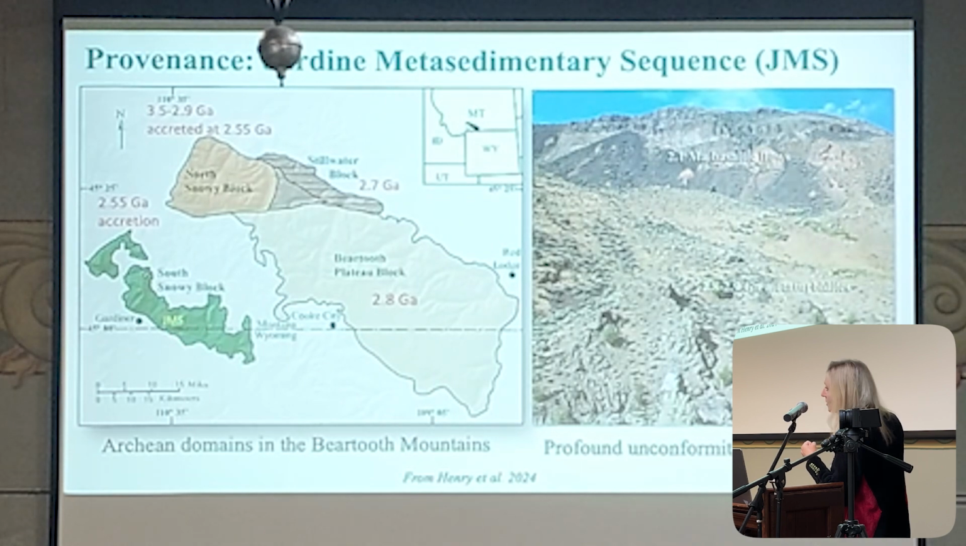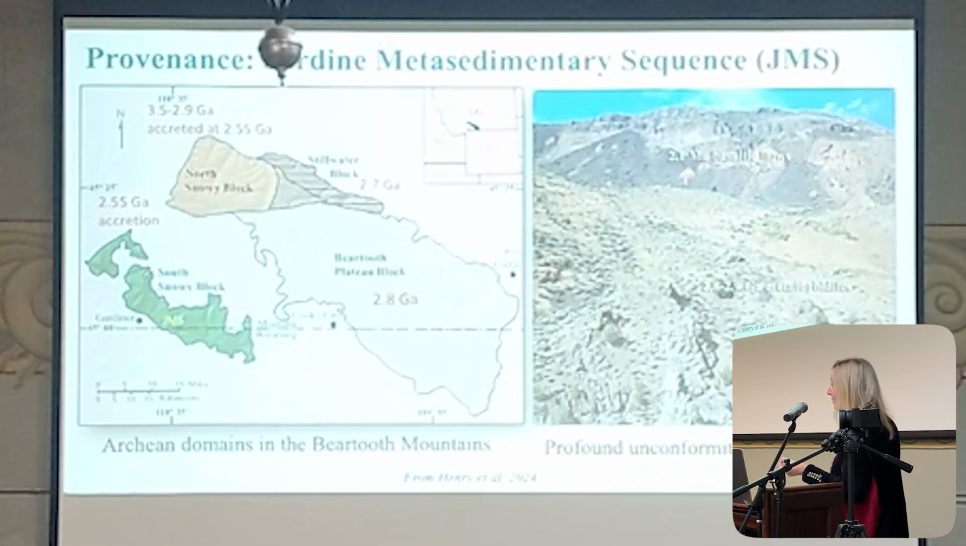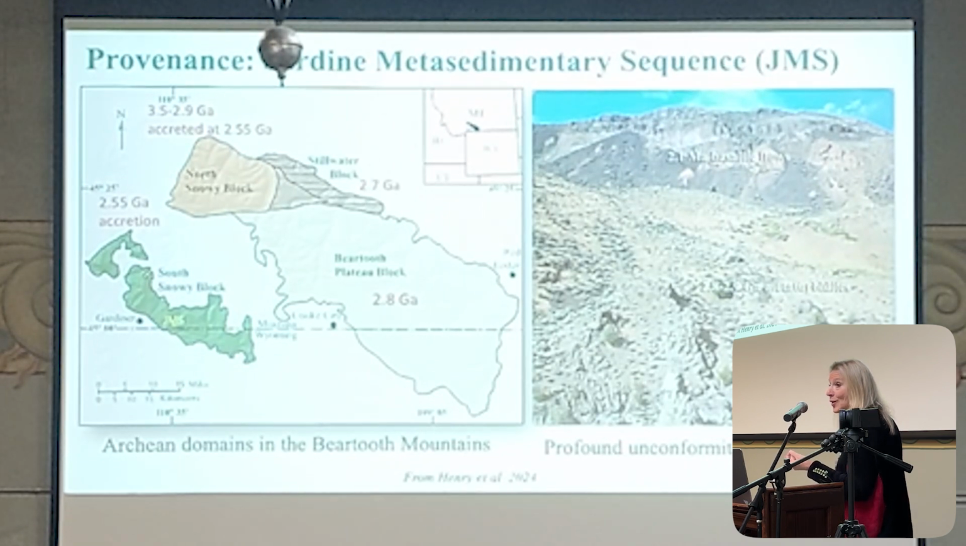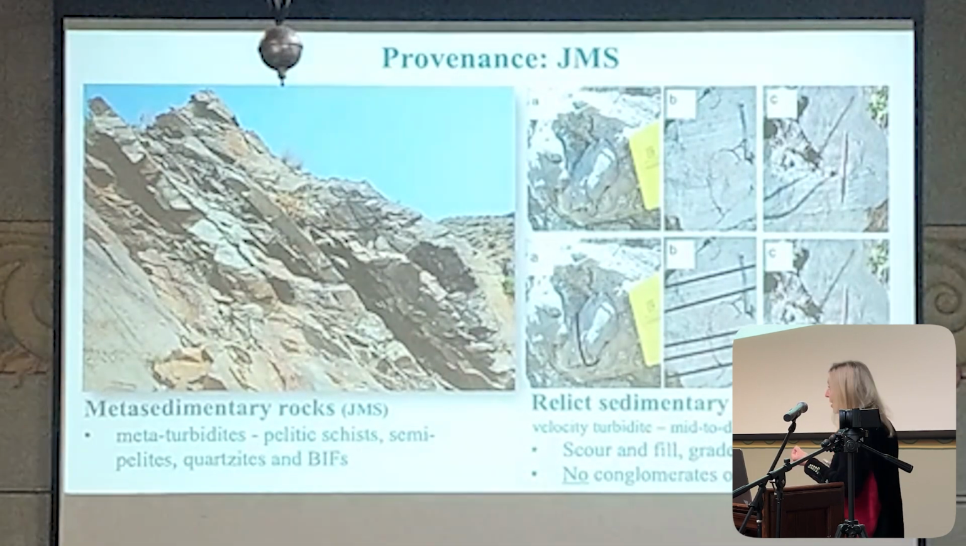But this Jardine metasedimentary sequence is a steeply dipping group of metasediments interpreted to be a metaturbidite. Turbidite, sorry. And then it is overlain by 2.1 million year old basalts. So we have a profound unconformity here with about 2.8 billion years of break between this rock unit and that rock unit. So let's look more closely at the Jardine metasedimentary sequence.